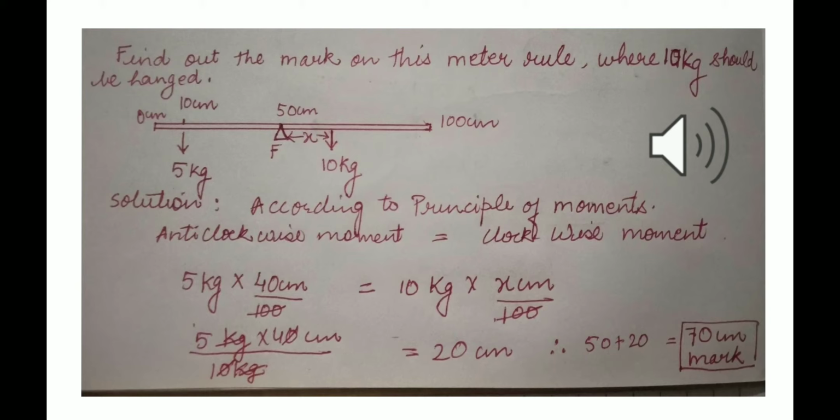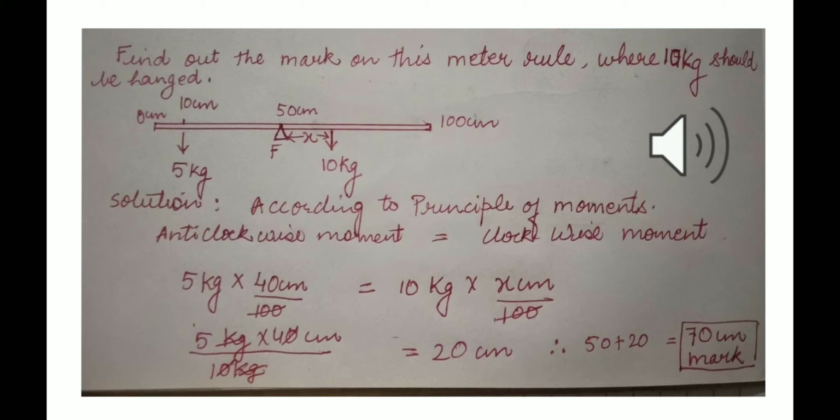So a meter rule is there. The weight of the ruler will always act from the middle, which we will study later in center of gravity. The weight of the ruler will always act in the middle of the ruler, whereas the fulcrum can be placed anywhere.